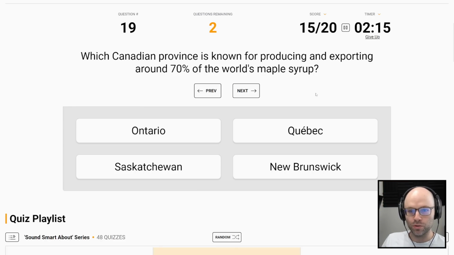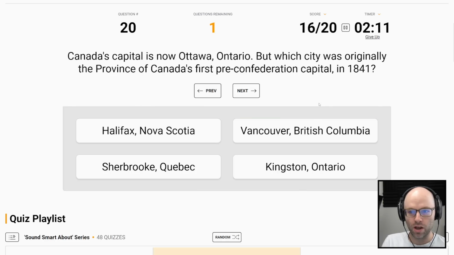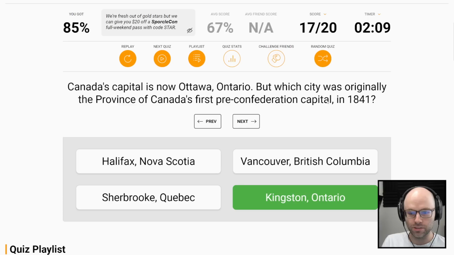Which Canadian province produces the most maple syrup? Quebec. Canada's capital is now Ottawa, but it was originally Kingston. Got it memorized?